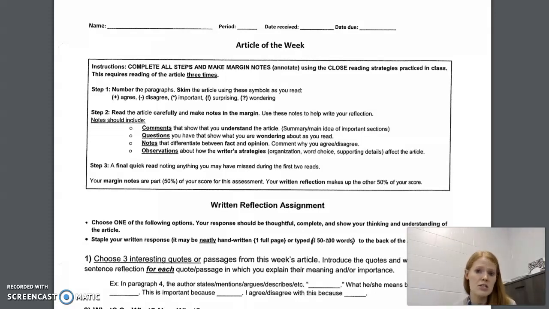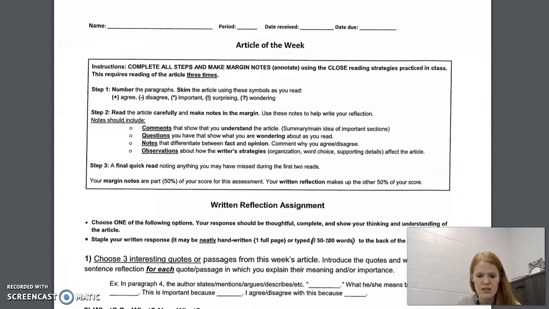So what you guys are going to be doing is annotating the article, okay? And basically all annotating means is you're taking notes, making notes in your own words about what you're reading. It's kind of like your reaction to what you're reading, okay? And you guys can read these instructions here. This gives you some information about what kind of annotations you could make.